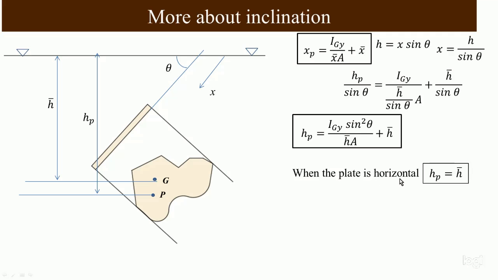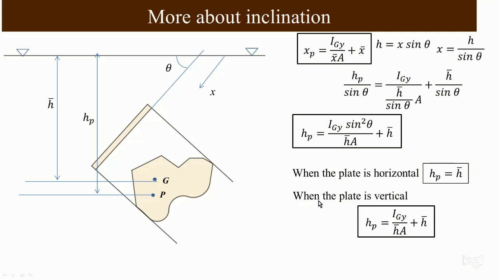Now when the plate is horizontal, hp is equal to h bar. That means this plate has to go horizontal this way. When the plate is horizontal, hp is equal to h bar, and when the plate is vertical, theta becomes 90, sine theta is equal to 1. It becomes Igy by h bar A plus h bar. This is very important in solving problems which come in a number of competitive exams. Now let us see further.